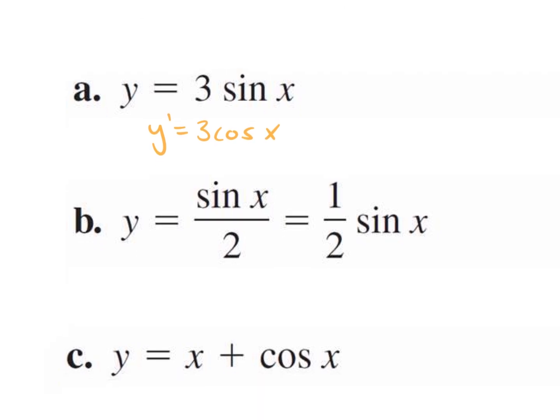For b, super similar, but we have sine of x over 2. They simplified it for us because it's easier to see when we have 1/2 times the sine of x. So a lot of people will look at this and think, oh, we're dividing, I got to do the quotient rule. No, 1/2 is just a coefficient. So we just leave the coefficient out front, and our derivative of sine is cosine. So it'd be 1/2 cosine of x.